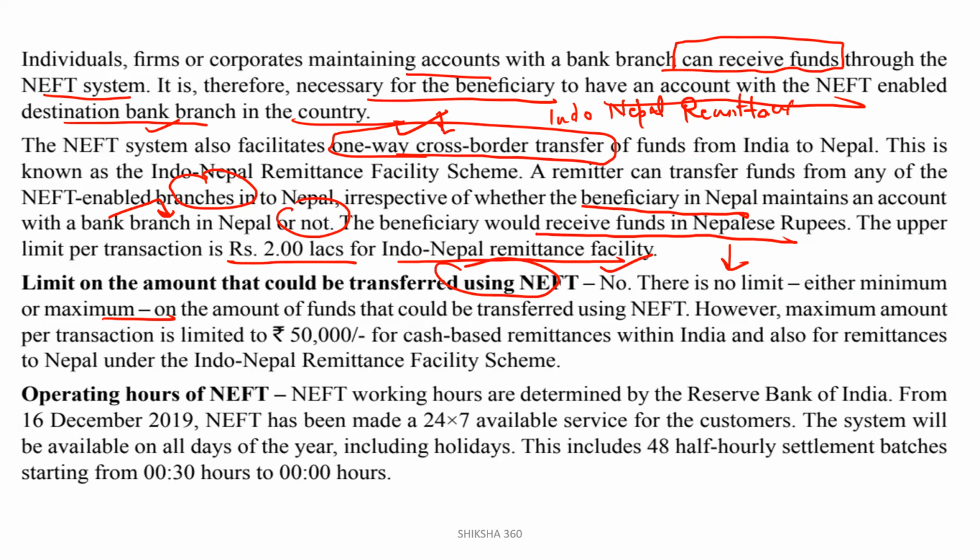Now move to the next point. What are the operating hours? This question they have already asked in the examination. How many half-yearly settlement batches? On 27th of July 2024, this question they have already asked in the examination. This question also, 50,000 for the Indo-Nepal remittance.